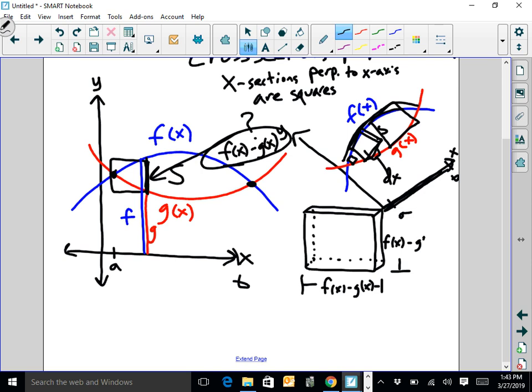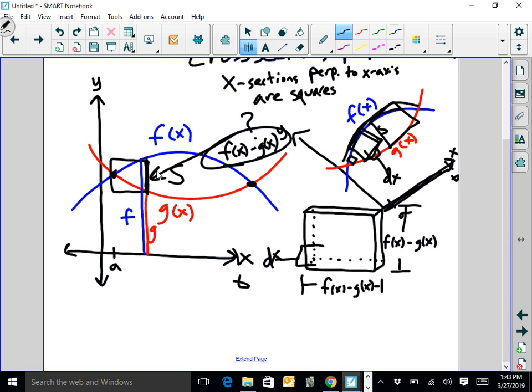And its thickness is dx. So what I'm going to do is I'm going to write an integral. This is going to be just like the washer method, kind of, right? I'm going to write an integral that's going to sum up all of the areas of all of those squares. Okay? So what I want to do is find the volume of one square, and then I'm going to integrate all of those from A to B.